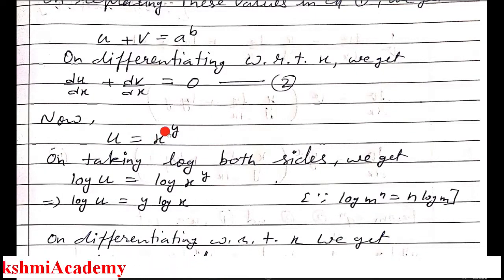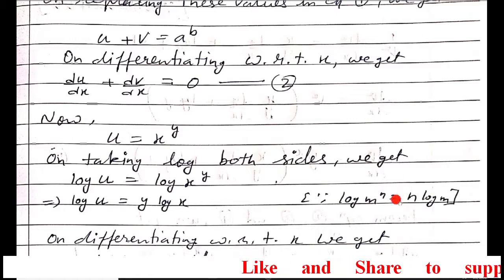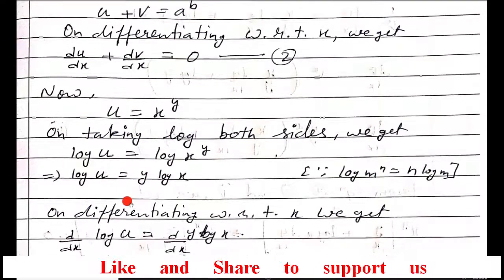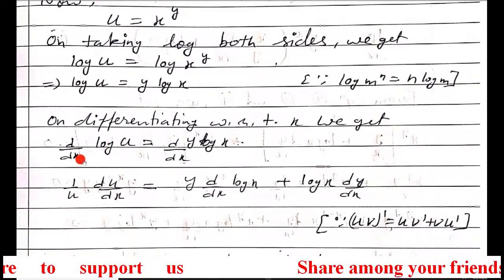Again the same problem: it is an implicit function, and an implicit function can't be directly differentiated. So take log on both sides. When you take log on both sides, it will appear like this. Now by using the formula log m to the power n equals n log m, this y will shift here. Now differentiate them. Write down differentiate with respect to x. The derivative symbol came with both.